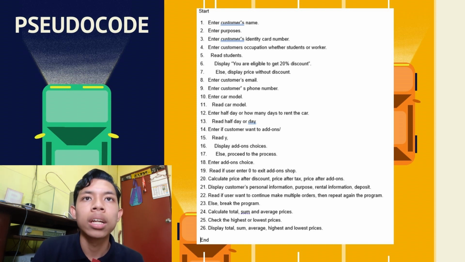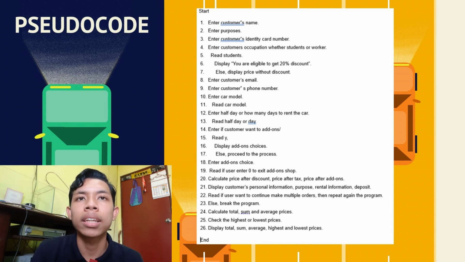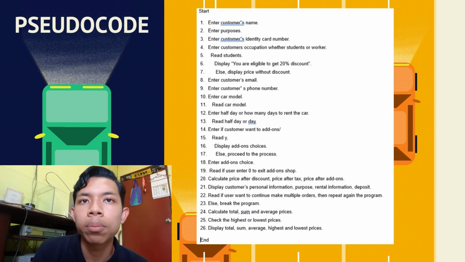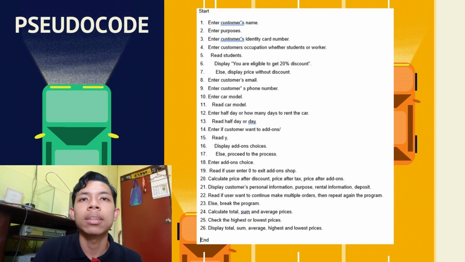they want to rent. Is it half day or how many days? Then the program will read half day or days, then ask if the customer wants add-ons. Also this is selection control again, and the program will read yes and display choices, proceeding to the process, and the customer will enter add-on choices, and the program will read if the user enters 0 to exit the add-on shop.